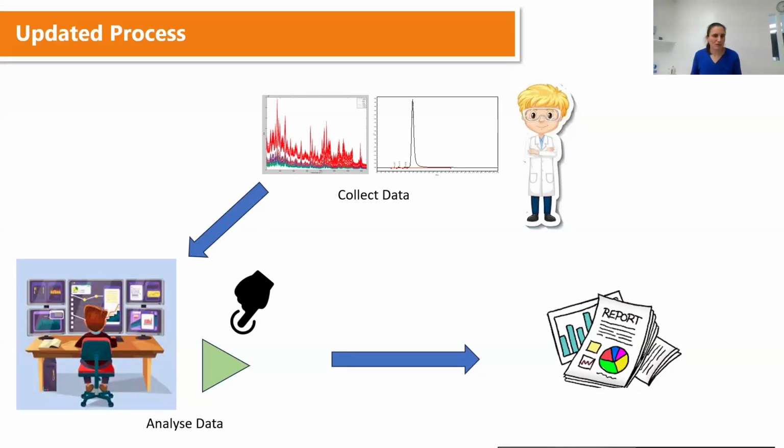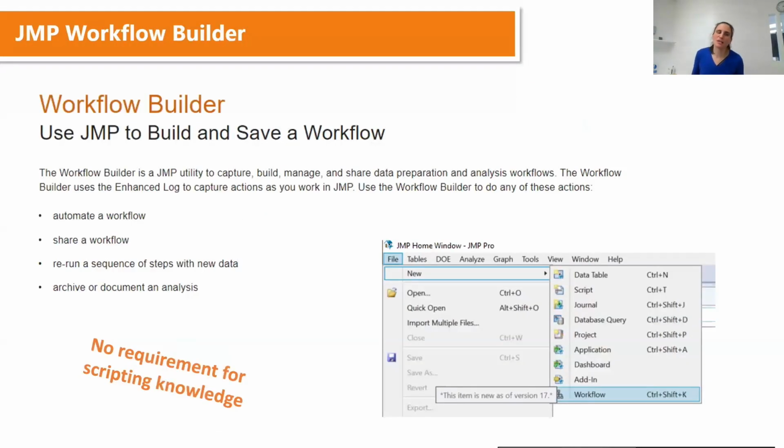And this is where the Workflow Builder comes in. In JMP and JMP Pro 17, you've got this Workflow Builder, and this has just been perfect for us. This has just come from the web page, but what the workflow does is automates workflow, which is actually what we need, shares it, which I can also do, reruns the sequence of steps with new data, so I can use it each and every year that I need to, and archives and documents an analysis. So it's exactly what we wanted to do. So let's go to the Workflow Builder.